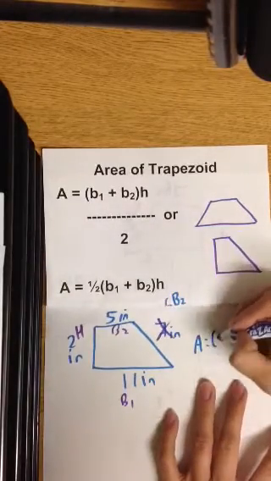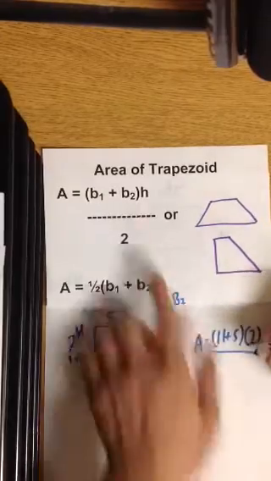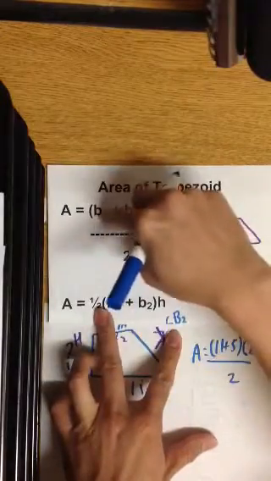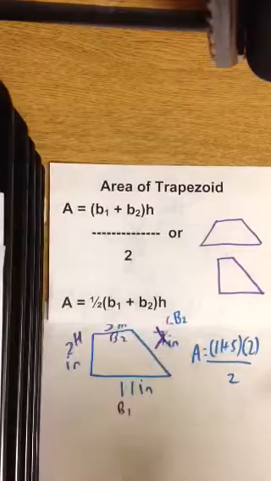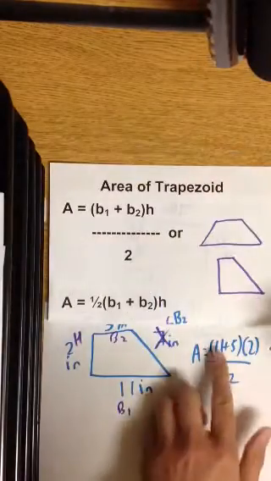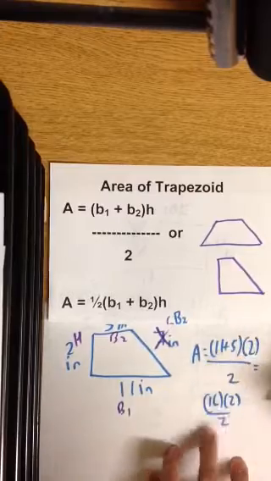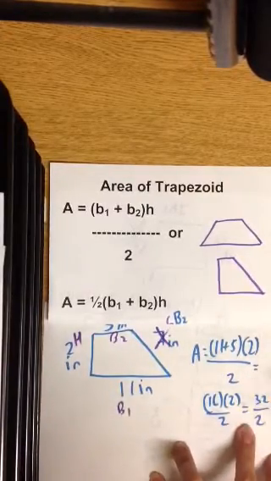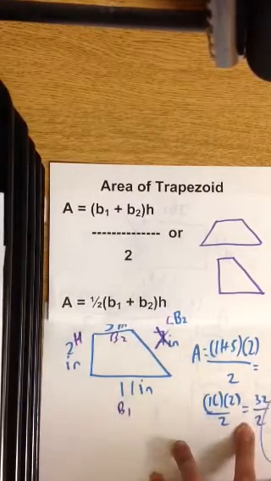So let's add up the two bases, 11 plus 5. The height is 2. Divide by 2. So follow this. Plug in the numbers. Plug and chug. Plug in the numbers for the variables. 11 plus 5 is 16. What's 16 times 2? 32. And what's 32 divided by 2? Half of 32 is 16 inches square.